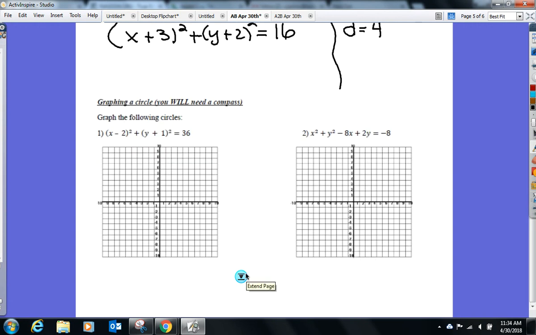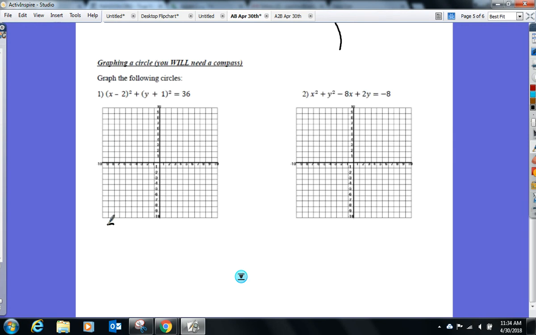How do I graph (x minus 2) squared plus (y plus 1) squared equals 36? Well, you need two things: the center and the radius. First time we're doing this today, because I've had you write the equation every time until now. But now I want you to pick off the center of the circle given that equation.